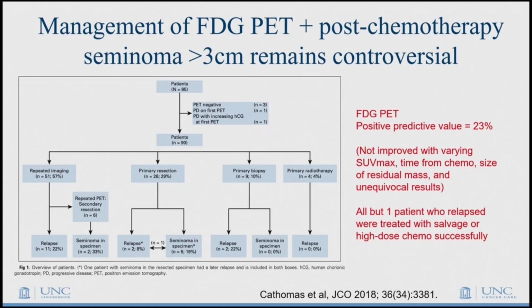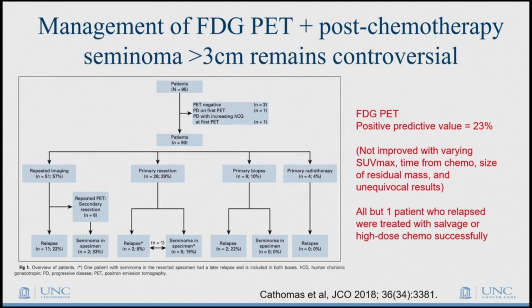They went through, and about 90 patients eventually got included in the analysis. For one reason or another, some patients ended up getting repeat imaging, some got primary resection, some got a biopsy, and then some got radiotherapy after chemotherapy. You can see only about a third of patients ended up getting primary resection, 29% based off their positive PET. And of those, 5, or 20%, actually had seminoma in the specimen, one of whom relapsed, so you didn't cure that one patient.